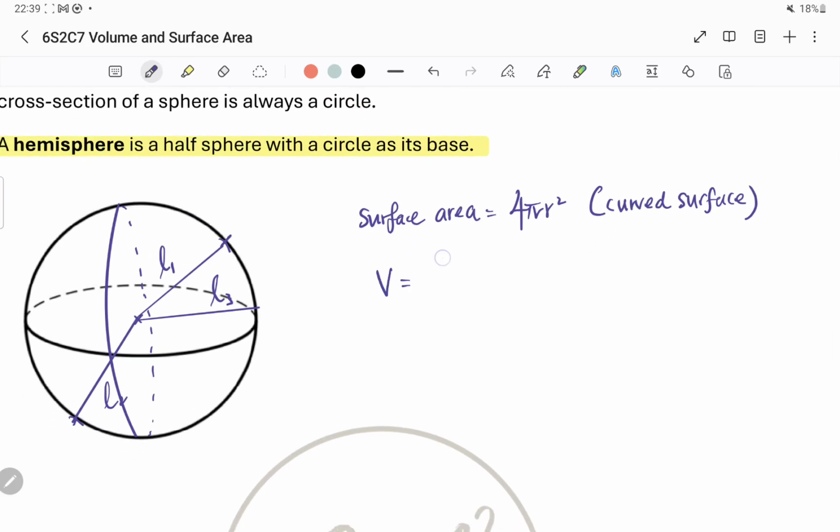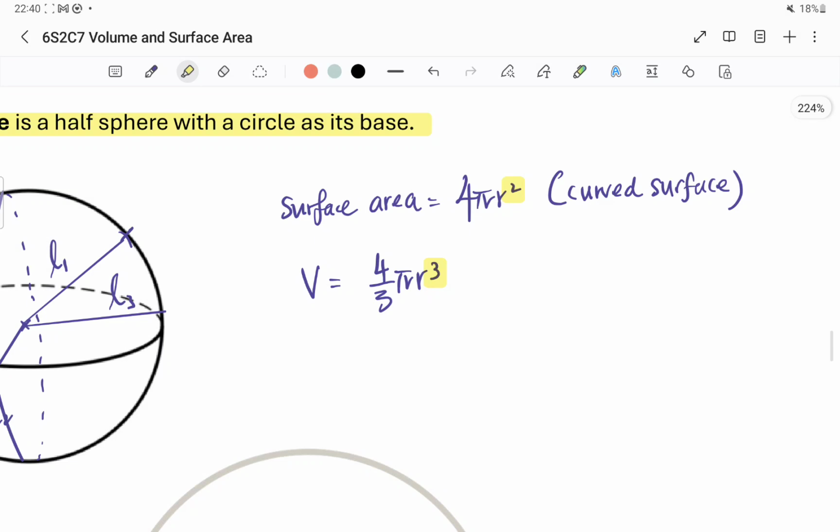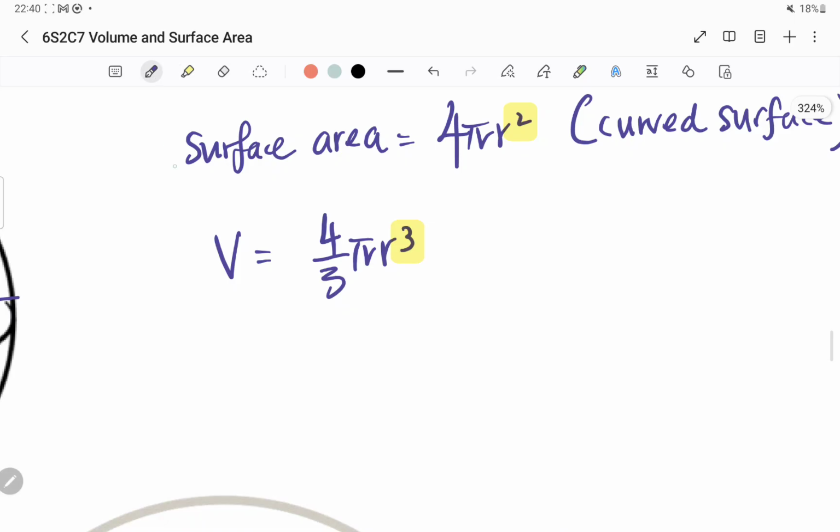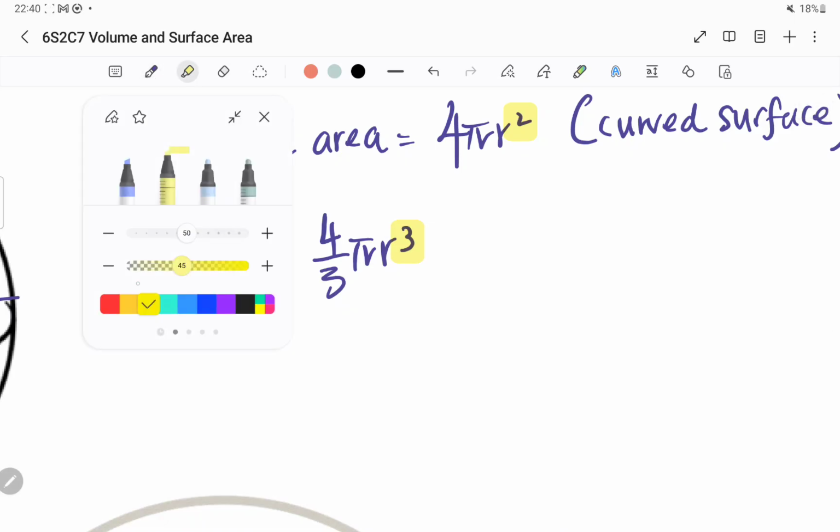Volume will be 4 over 3 pi r cube. Remember the point, the power. Don't mix up. Very simple one. You remember, because your volume is a cube, it means that you need to multiply 3 times your length: cm times cm times cm. The only thing that has cm is your radius.